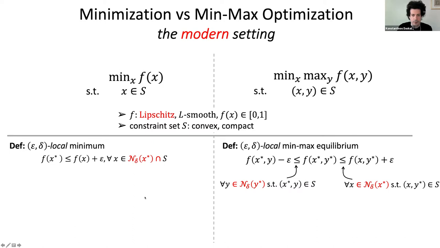For my discussion, I'm also going to normalize the function f to lie in 0,1 to make the discussion simpler. Another thing I would like to point out is that the type of local min-max solution I'm looking at here targets the simultaneous game. So I'm thinking of the min-max players as symmetric.